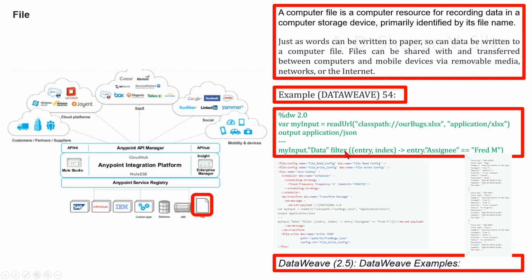The script passes classpath colon ourbugs.xlsx to the readUrl function to read the file from the Studio project directory src/main/resources. It results in the DataWeave myInput. The script selects the sheet named Data from the Excel XLSX file, then filters out all the records except the ones where the assignee column contains the value Fred M. It returns the result in an array of JSON objects, for example here.